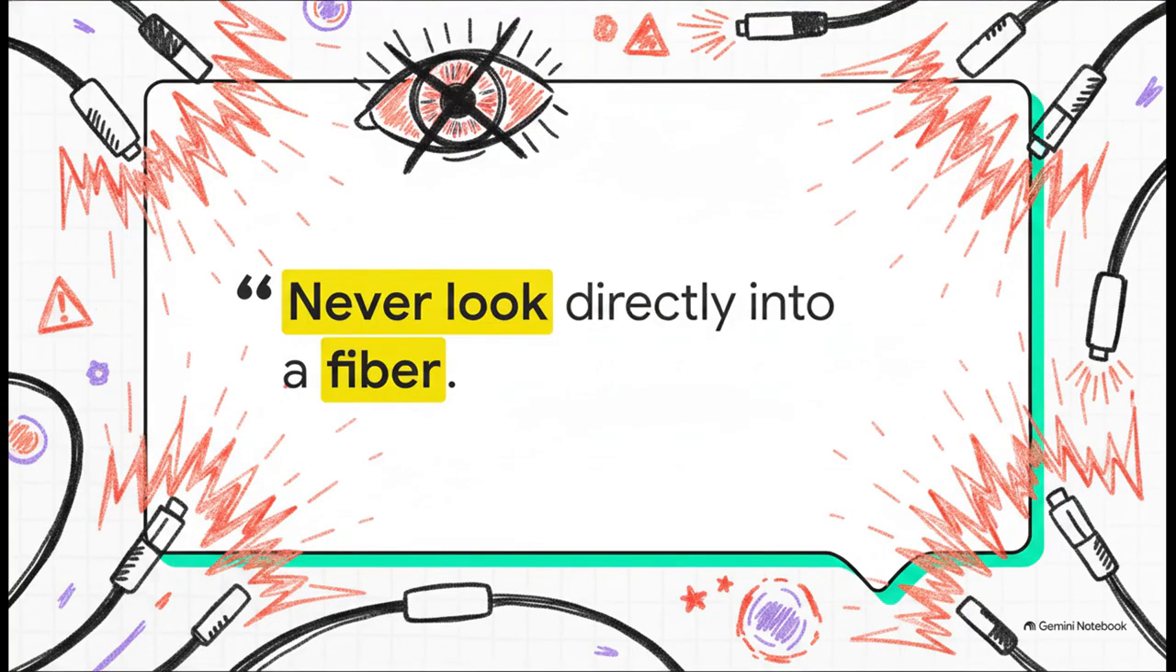Which brings us to the most absolutely crucial, non-negotiable rule in the entire fiber optic industry. Never, ever, look directly into a fiber or a connector. The lasers powering these communication networks are entirely invisible to the human eye. So even if a cable looks completely dark and dead to you, it could be firing intense, invisible laser radiation that will permanently damage your vision before you even know it's happening.